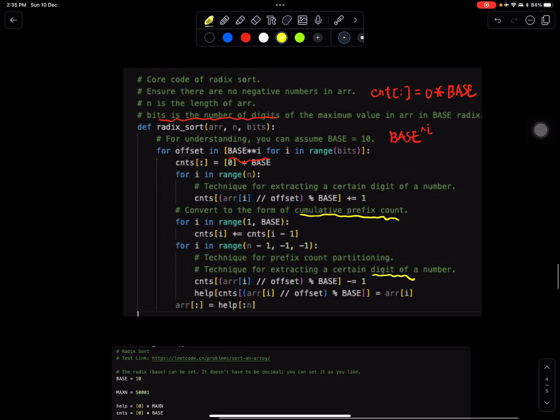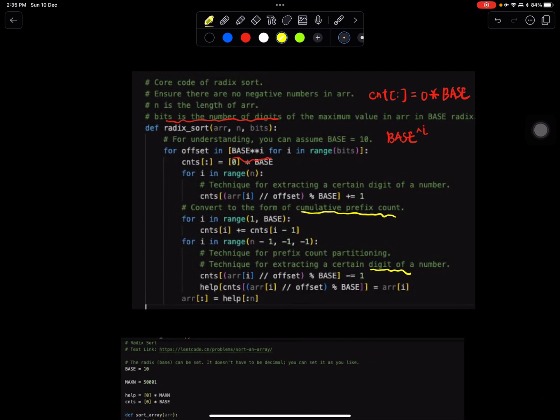And the technique to reduce this radix sort is to reduce to a certain range. Then this one is to calculate the presum, right? Presum is a range from 1 to base. This is the technique for partitioning. And lastly is extracting a certain digit of a number.